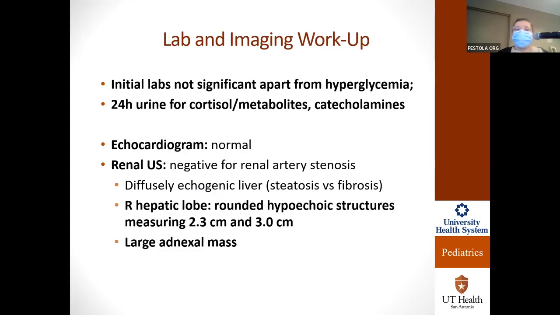Her initial labs were not significant apart from hyperglycemia, and I'll go over her endocrinology labs in more detail in the coming slides. As part of her hypertension workup, we obtained a renal ultrasound, which was negative for renal artery stenosis, but it incidentally did show a diffusely echogenic liver with a right hepatic lobe mass and a large adnexal mass.